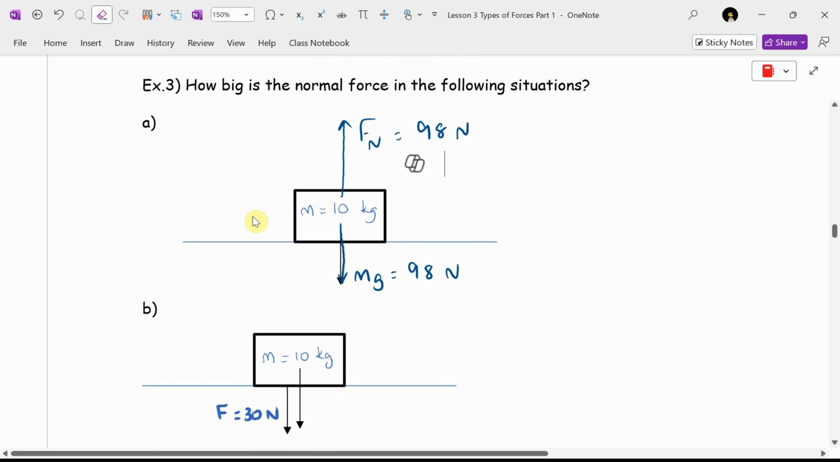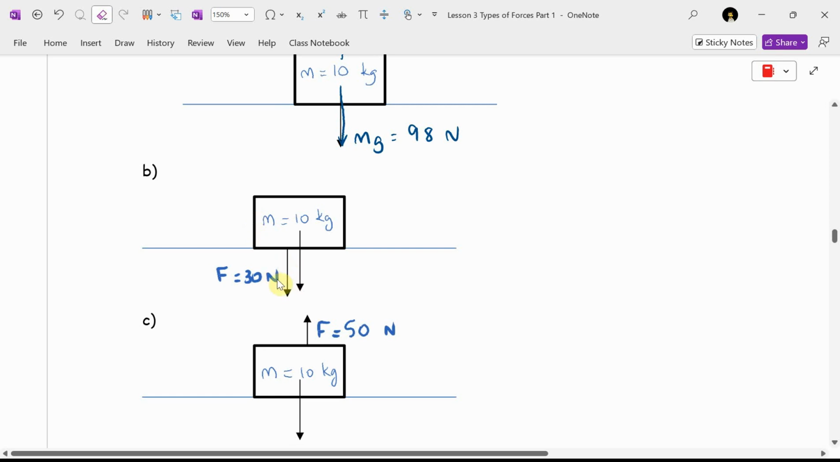In situation B, there's an extra force down, an extra 30 newtons. So what are the forces acting on this? We have gravity down, which was 98 newtons. And then we have this extra force down. I don't know what that is. Usually we call a mystery force F applied. Something is applying a force. Maybe it's an invisible little leprechaun. I don't know. But I can tell you what the total force down is.